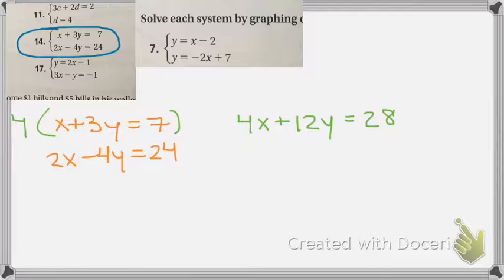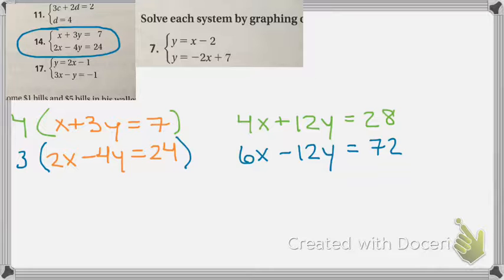And then what could I do to this one? Well, I need to make that 12, so I'm going to multiply it by 3. I get 6x minus 12y equals, let's see, 60 plus 12, 72.